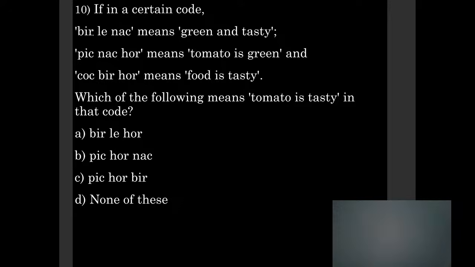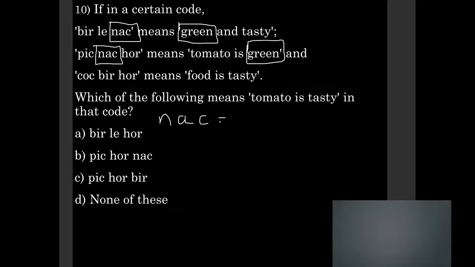Now, if you observe BIRLENAC, just take which of the following is common. So NAC is common in first and second lines. So let us highlight this NAC. We have NAC here. Similarly, we have NAC here also. If you observe the right hand side, the common word there is green. Green is common. So as green is common and NAC is common, you can take NAC code as green. So NAC means it is green.